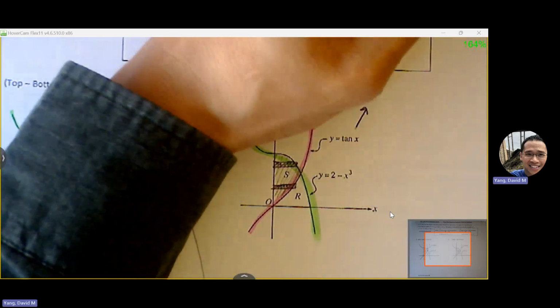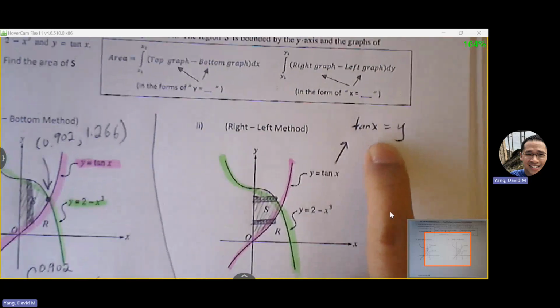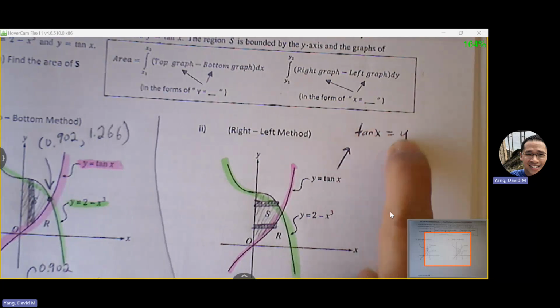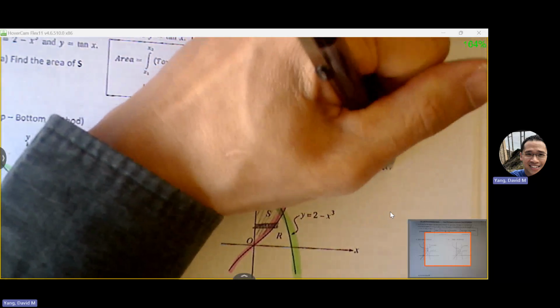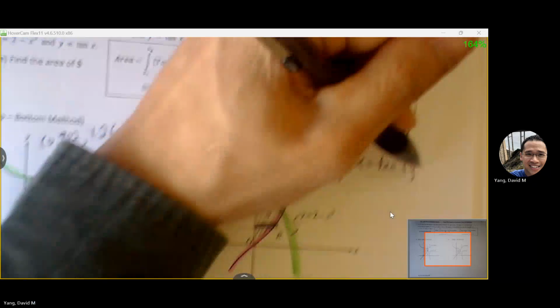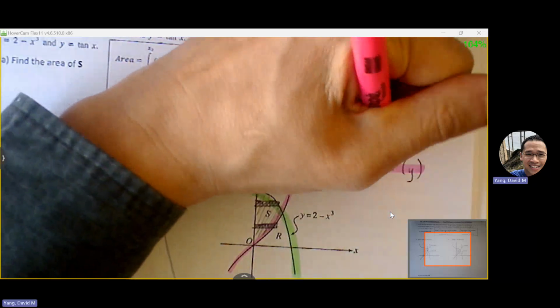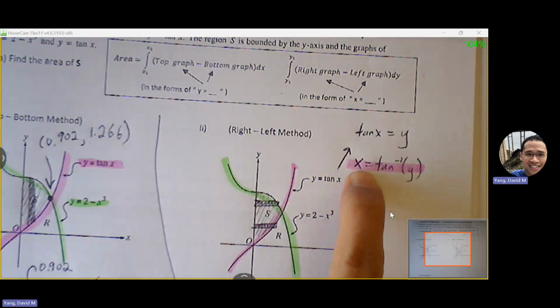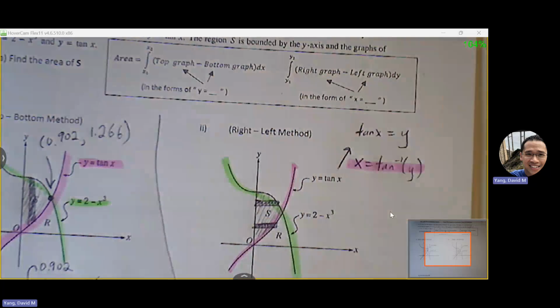So if I have tangent of x equals y, and if I want to get it into a form that is good for right minus left, I have to solve for x. I've got to move that tangent over. If I move that tangent over, we don't divide by tangent, right? We use inverse tangent. So x is equal to inverse tangent of y. So now this is going to represent the curve that I have in red. This is what we want to use. If you can get it into x equals, you know that the right side is going to be fit for this right minus left formula.